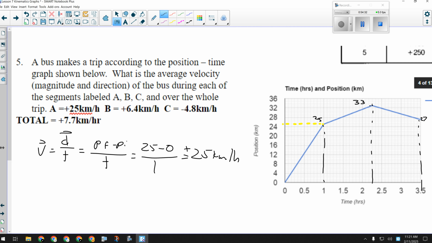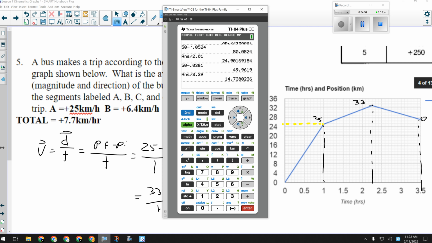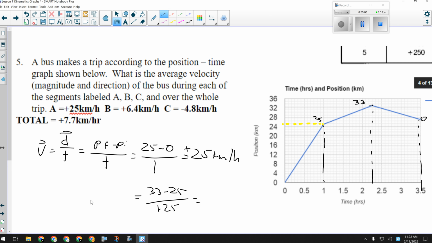Okay, so for part 2, same calculation. We're still going to use this formula, and we're still going to use final position minus initial position. It's just now it's 33 minus 25, and now it takes 1 hour and 1/4, so that's 1.25 hours. So 8 divided by 1.25. Not times, 8 divided by 1.25, is going to give us 6.4 kilometers per hour, still moving in a positive direction.